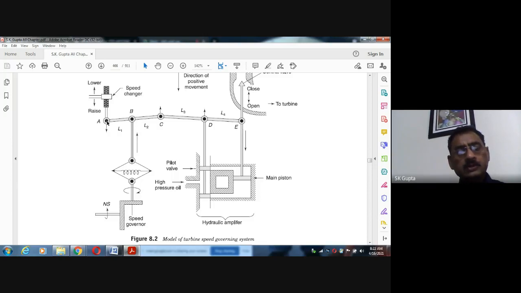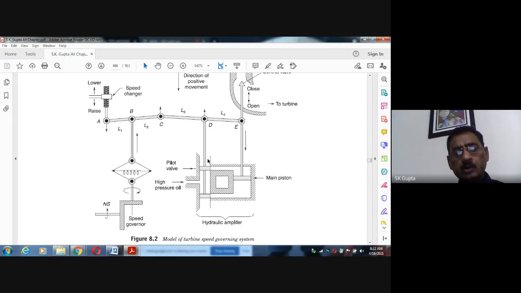And this will go up. Suppose it is a fixed error constant. This is a fixed point, and if it will go up, what will happen to this point? This point will also go up. And yes, when this will go up, here it is a hinge. When this will go up, this will also go up. When this will go up, it is a hydraulic amplifier. Hydraulic amplifier means there is a high pressure oil inside this.